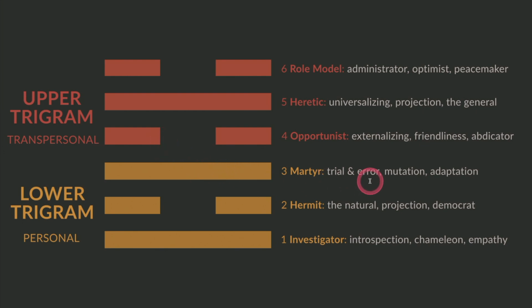And it's the mutation and adaptation that they bring through their trial and error experience that sets the stage for a movement to this upper trigram, which leads and sets up nicely the fourth role, which is the opportunist. Externalizing, friendliness, abdicator, right? And again, some of this language is a little obtuse, I will admit. We're going to get into some better language in a minute here.